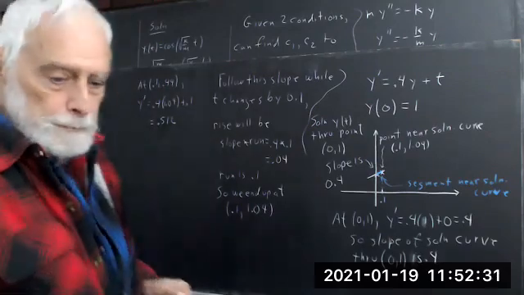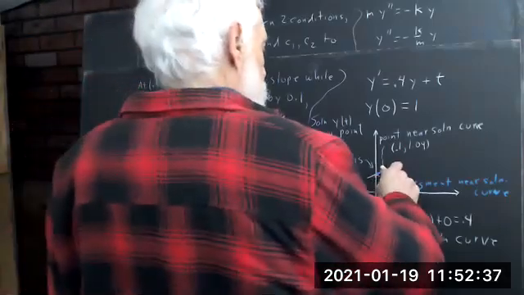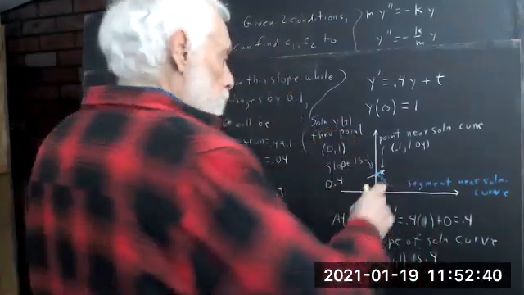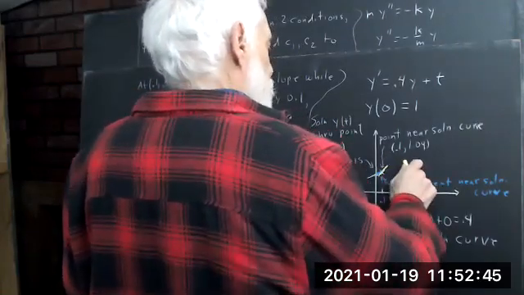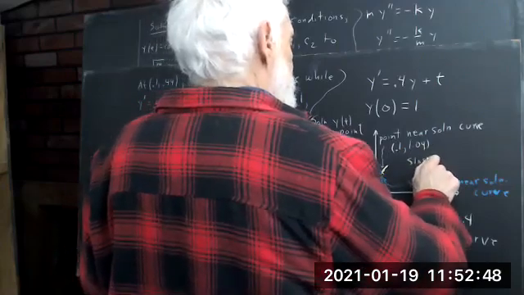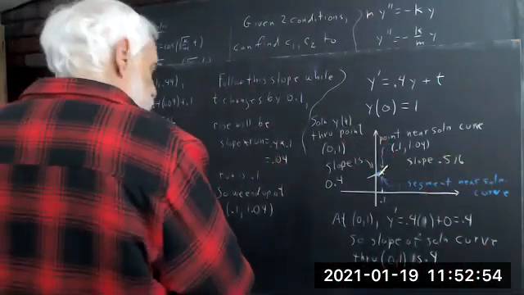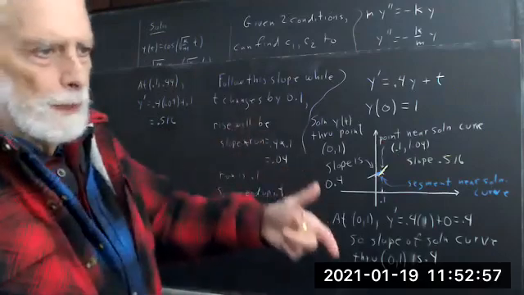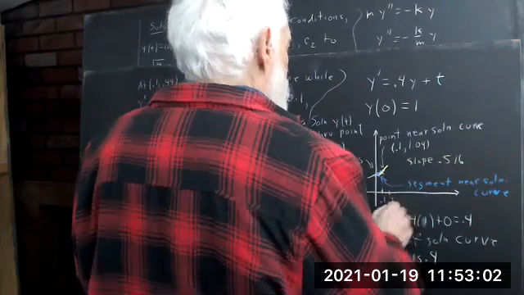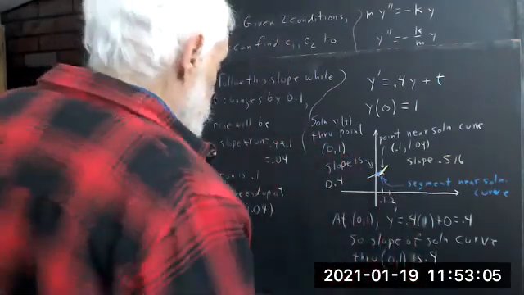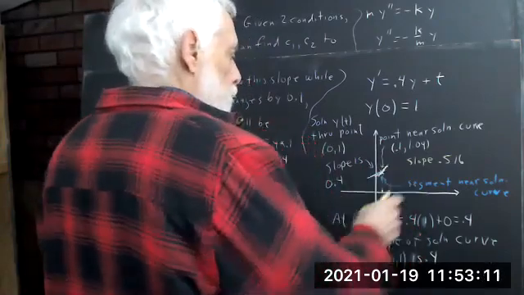Okay, so we make another segment here. Slope is 0.516. It's somewhat steeper. I'm going to maybe exaggerate the steepness a little bit. Okay, now the slope is 0.516. If we go another tenth of a unit, then we're going to be out here where t is 0.2, and we're going to be at some point on the curve.